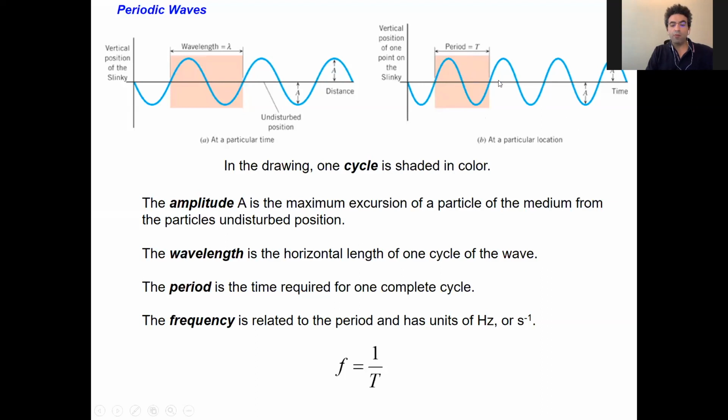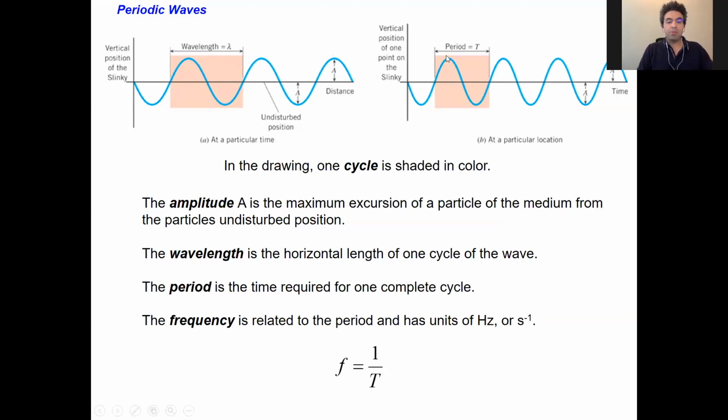The amount of time of one cycle, from the green ball being at the equilibrium position, going to the maximum position, back to equilibrium, all the way to the opposite side maximum position, and then back to equilibrium, is called one cycle, and the time of one cycle is called the period. So the period is the time required to complete one cycle. And remember, that happens at a particular location.